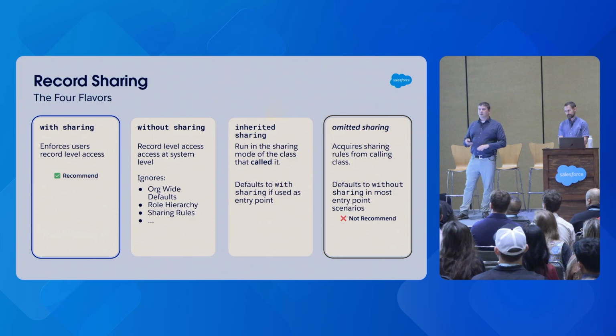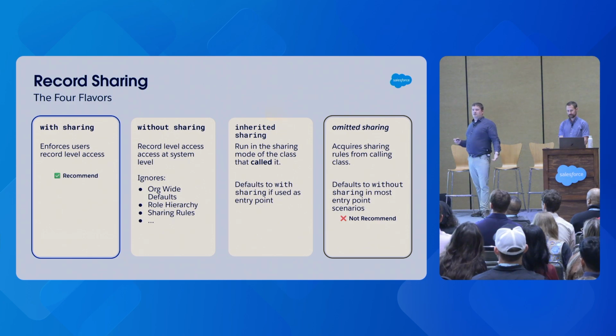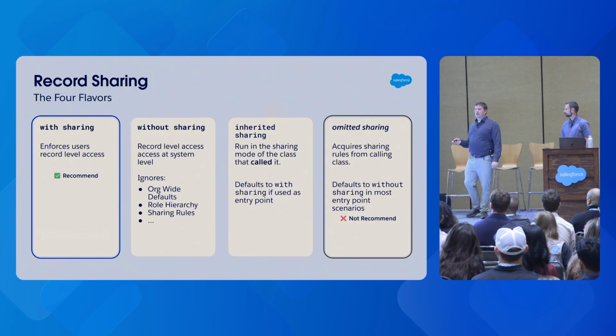Now, there's a third and more complicated scenario here, which is inherited sharing. That's important for scenarios where you need flexibility in your code to make that decision to do with or without sharing based on the caller. Inherited sharing is also important because if by some chance the class becomes the entry point to the transaction, it'll default to with sharing. So all those are excellent mechanisms if you need to use them.